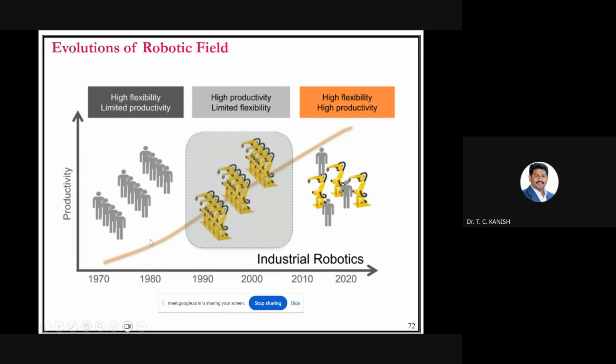You can see how it is increasing. In the 1970s and 80s, more people were working. After that, in the 90s and 2000s, we replaced the human and included robotics. Now, in 2020, we are moving to the fifth revolution, where robots will work with the human. That means you will get high flexibility and high productivity. Collaborative robots have started to be developed, and they will work with human beings. This is how we are moving into 5.0.